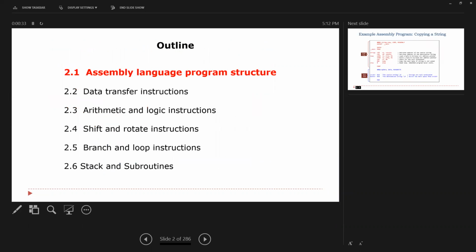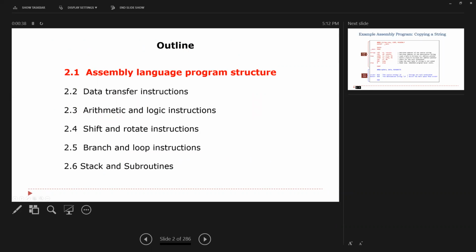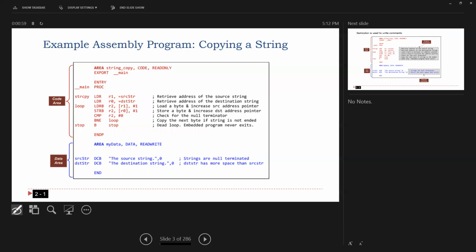In the first part here, I'm going to talk about the structure of the assembly program, the assembly language program structure. Then I'm going to talk about instructions we use for data transfer, arithmetic and logic instructions, shift and rotate instructions, branch and loop instructions, and finally stack and subroutines. This is the standard structure. You will see it for every assembly program, and that's the structure you are going to see tomorrow.